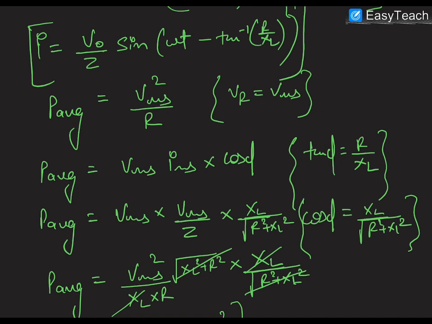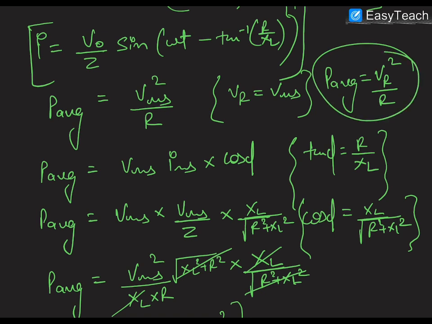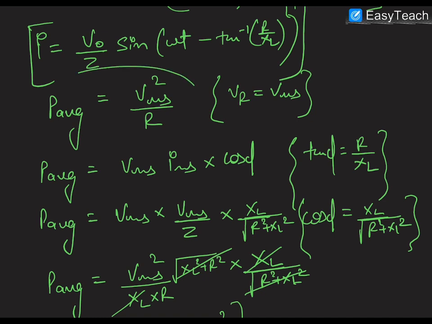If you are easily able to find the value of VR separately in the question, in series or in parallel, it doesn't matter, then you can use this formula: average power is equal to the RMS voltage across resistance squared upon R. You can directly use this formula in any AC circuit. But in series circuits, it is difficult to find this. In parallel circuits, we know that VR is equal to the net voltage. So we can write that average power in a parallel circuit will be Vrms square upon R.